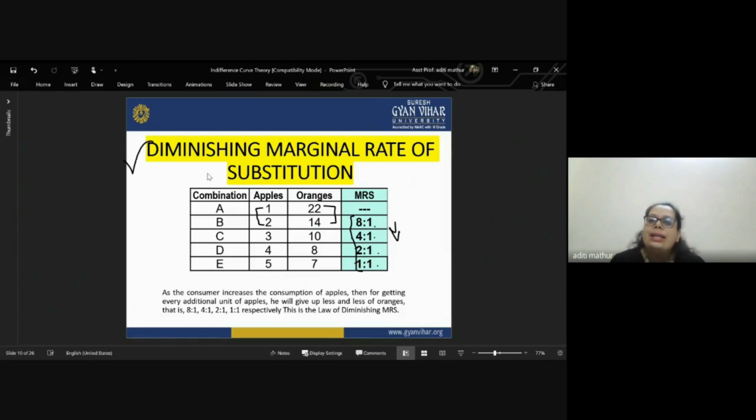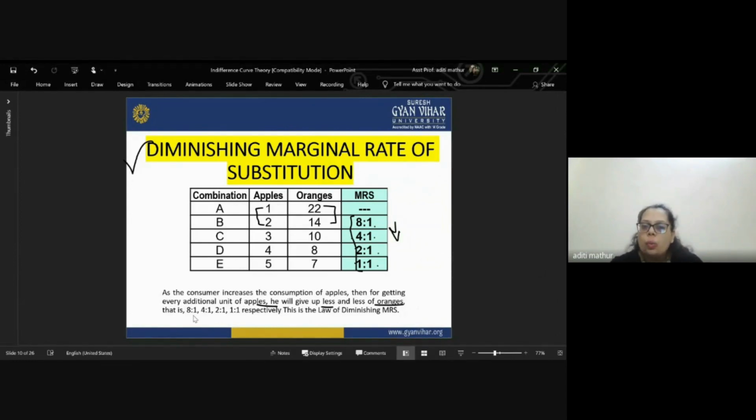If it had been increasing, like 8, 9, 10, then it would have been an increasing rate of MRS. But we have stated that in our indifference curve, our marginal rate of substitution is diminishing, and this is how you can prove it. So as the consumer increases the consumption of apples, then for every additional unit of apple, he will give up less and less of oranges.